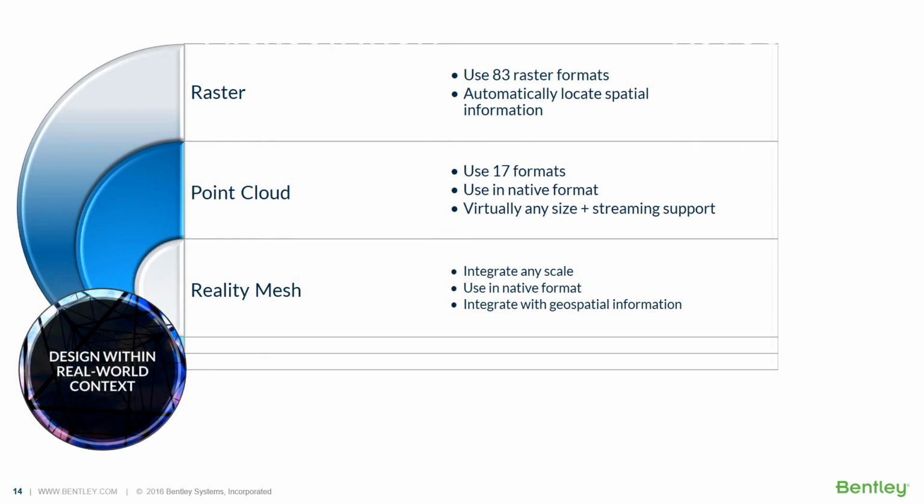All right, so just a quick point here. MicroStation does support up to 83 raster formats. Most of them are automatically located spatially. We support 17 different formats of point clouds, and you can use them all in their native format. They can be of any size, and if you need to, you can stream them from ProjectWise. With reality meshes, they can be integrated at any scale. You can use them in their native formats as well, and they are also geospatially located.